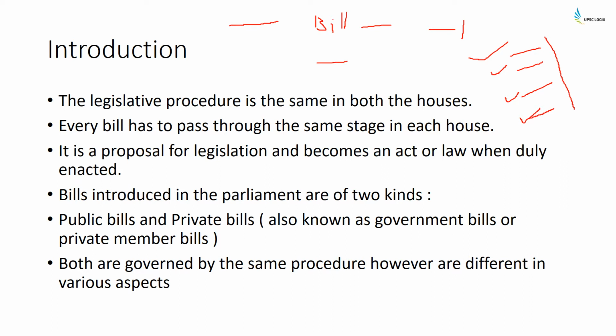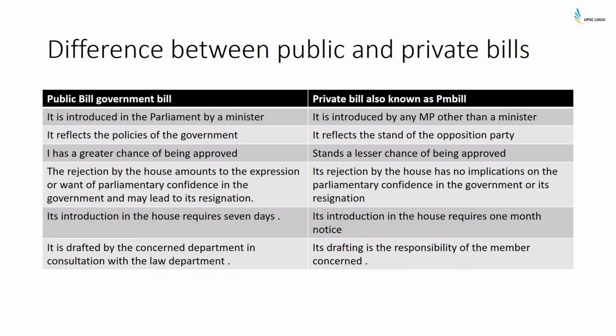Before we go ahead and see what ordinary bills are about, the bills can be divided into two further kinds. These are public bills and private bills. Public bills are basically known as government bills, and private bills are private member bills. Although both are governed by the same procedure, they can have different consequences if they are passed or fail. So let us understand the difference between public and private bills.